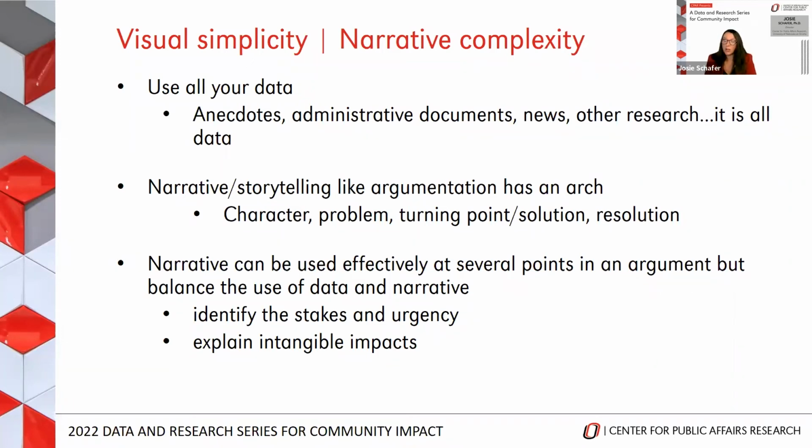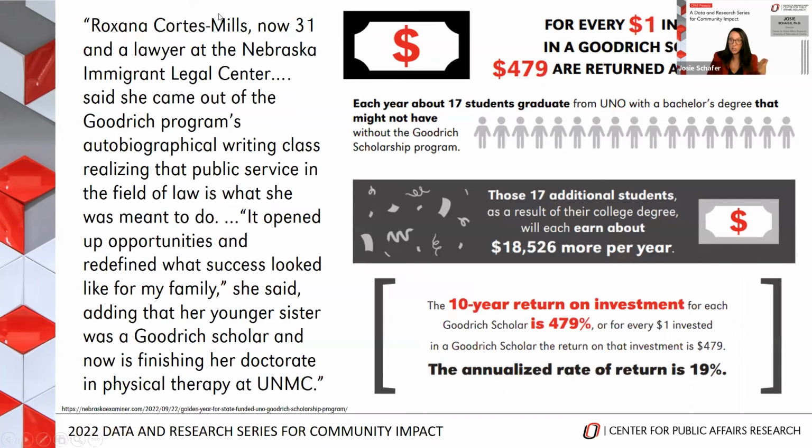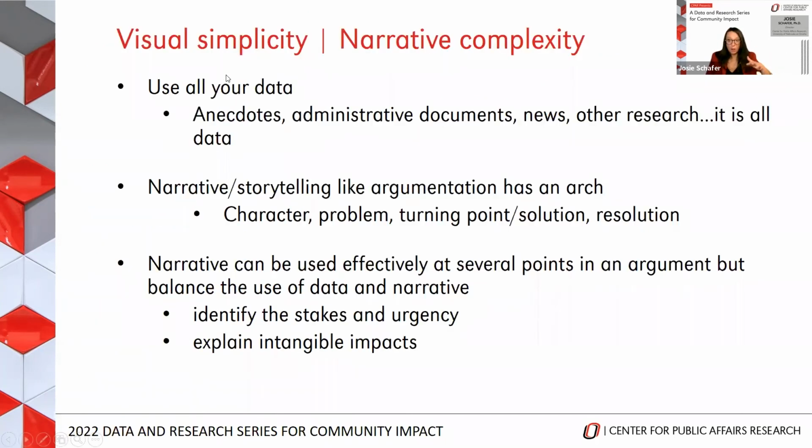Narrative storytelling, like argumentation, has an arc. I don't go too in depth here, and it's really not my field. I'm much more on the argumentation data visual side, but I would really think about a good arc in your story. There's a character, right? We have a clear character, someone we know. They have a problem. They have a turning point, a solution, Goodrich. And then we have a resolution. Here's how they're doing today.